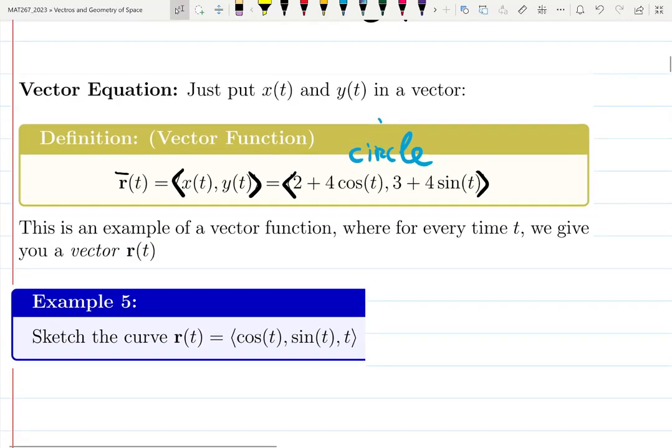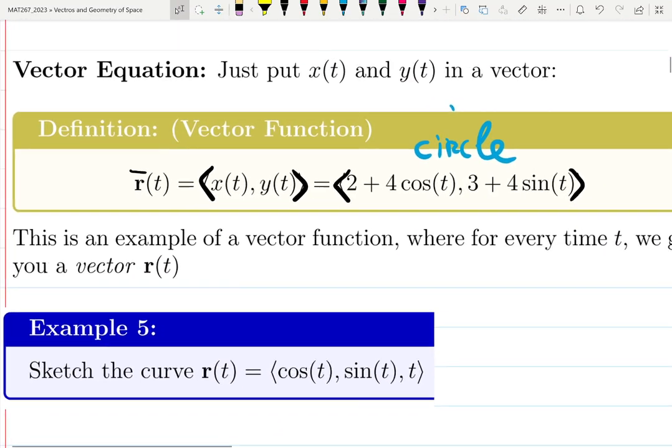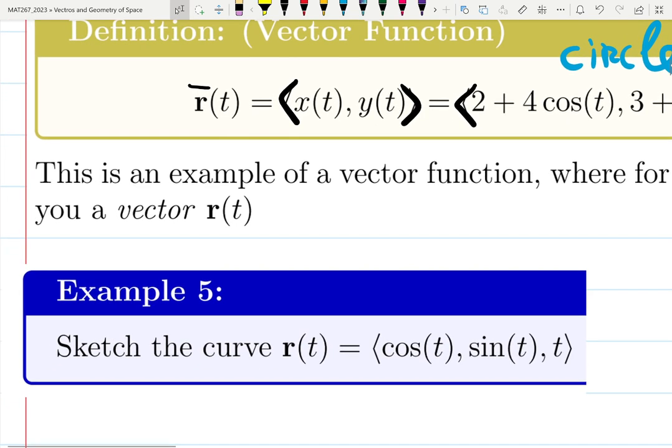Next, I want you to guess what this is. Sketch the curve: cosine t, sine t, and t. What is that? If you can guess, use your imagination, open your mind. X, y, and z. X behaves like cosine. Y behaves like sine. Z behaves like t.